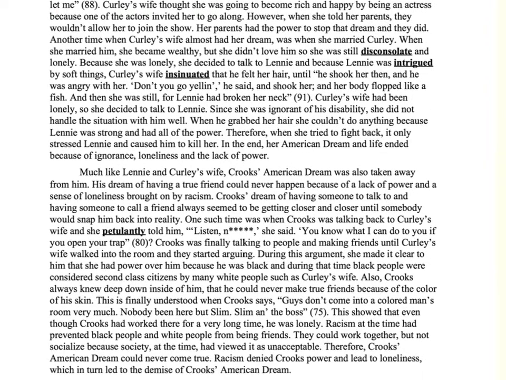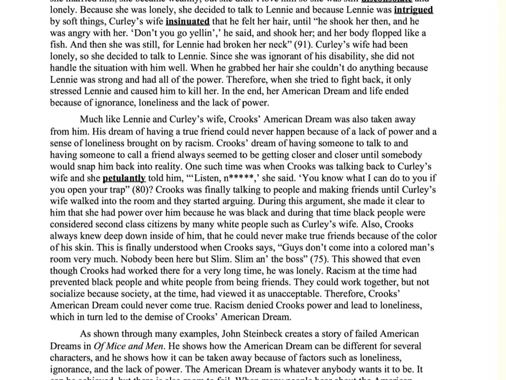All right, and let's go to the next body paragraph. Much like Lenny and Curly's wife, just want to point out here, this is an aside, that's a nice transition from the previous paragraph to this paragraph. But now let's look for key words. So much like Lenny and Curly's wife, Crook's, there it is, Crook's American dream, there it is, was also taken away from him. There it is. So perfect. We have the key words. As I'm reading this paper, I'm not left wondering, okay, what does this paragraph have to do with the thesis? You never want your reader to be left wondering that.